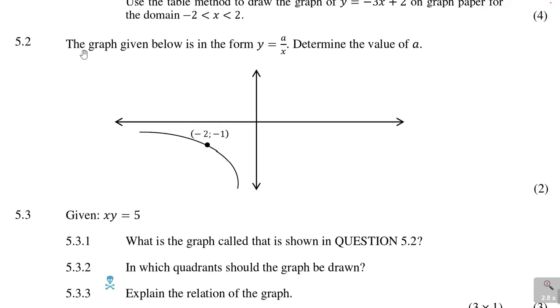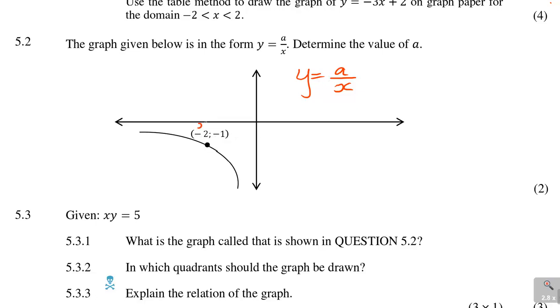Now let's look at question 5.2. It says the graph given below is in the form of y is equal to a over x. Determine the value of a. So we're looking at that. Y is equal to a over x. Now they want us to determine the value of a. They gave you a hint. That hint is -2 and -1.